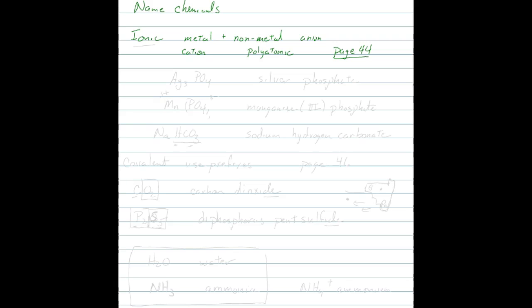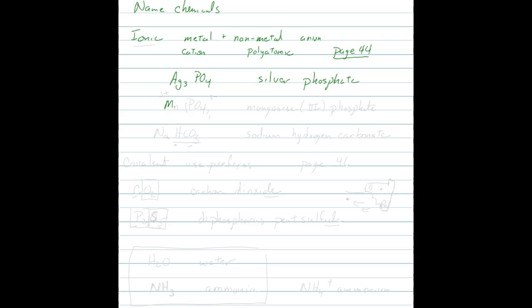So if it's, say, Ag3PO4, name the compound. Ag is silver, PO4 is phosphate. If it has one set charge, you do not need Roman numerals.